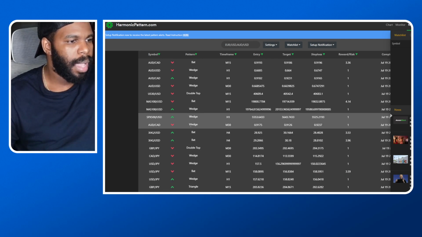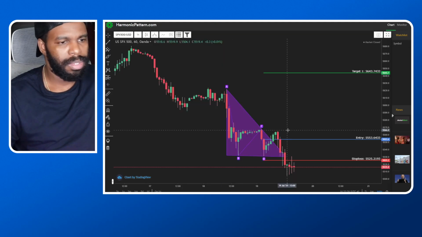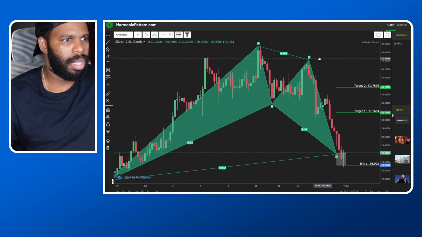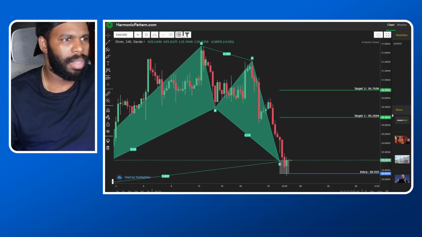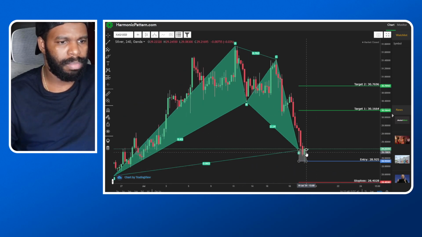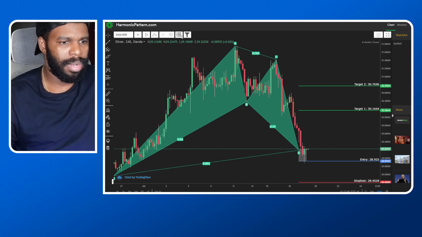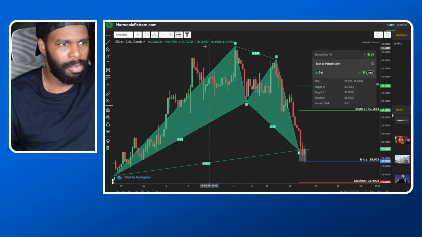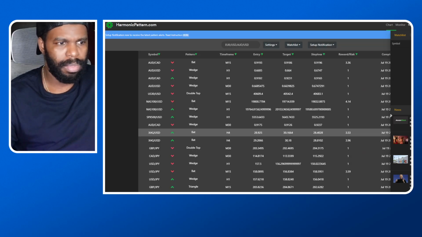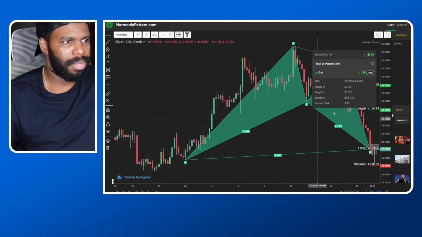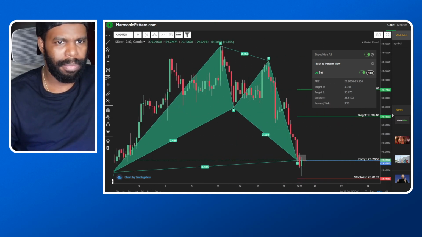I can go on and show you guys these patterns. So let me see. I believe this is a bat pattern. Yeah, this is a bat pattern here. So they're expecting for this bat pattern to come up to the upside to reach these targets. That hasn't really made that move yet, but that's something to look at. Same thing for the silver, same thing, a bat pattern.